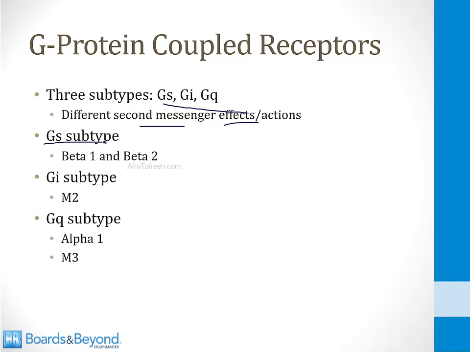The GS subtype are found in beta 1 and beta 2 receptors. Anytime you hear of a beta receptor, it's going to be a GS subtype. The GI subtype is found in the M2 receptors, and the GQ subtype is found in alpha 1 and M3 receptors. In the next few slides, I'll go over how these different subtypes work and try to give you a framework to remember why different types are found associated with different receptors.